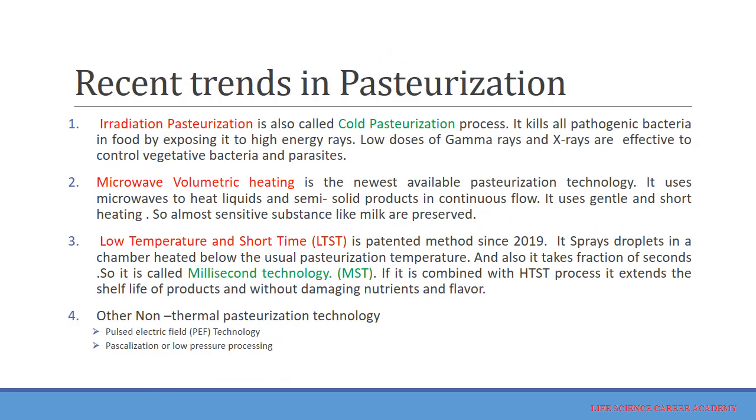Let's go. What are the recent trends available in pasteurization technology? One is irradiation pasteurization technology. It is also called cold pasteurization process. It kills all pathogenic bacteria in food by exposing it to high energy rays, like low doses of gamma rays and X-rays, which are more effective against vegetative bacteria and parasites. It is most widely used in developed countries today.